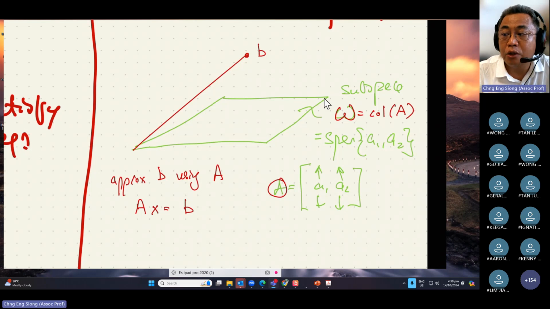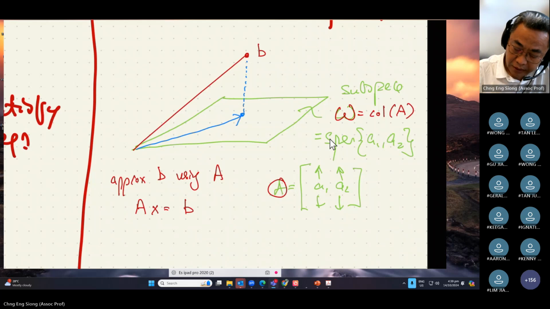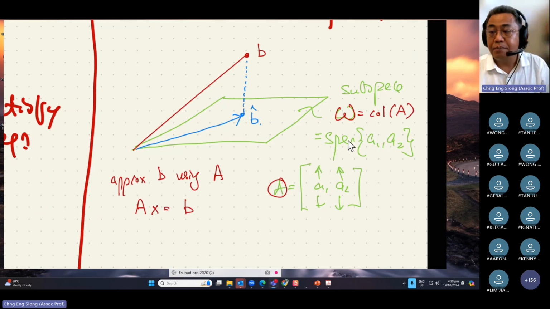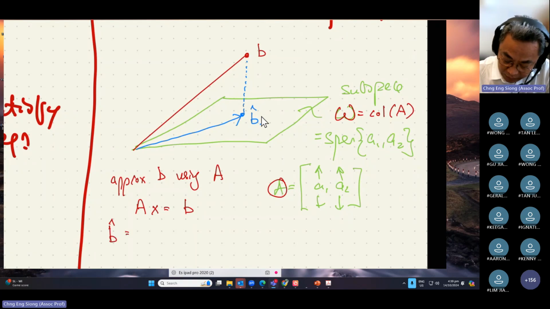So I will find the closest approximation of B on the surface of W. I drop it here, and then this is B hat. B hat equals some A x hat.